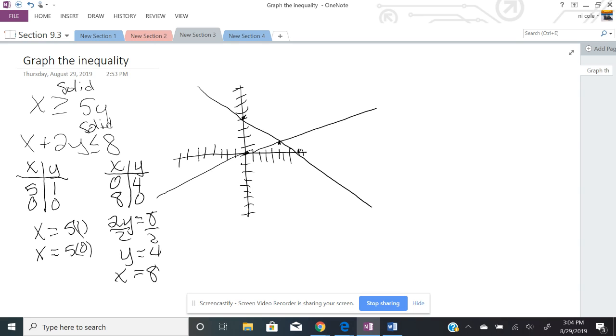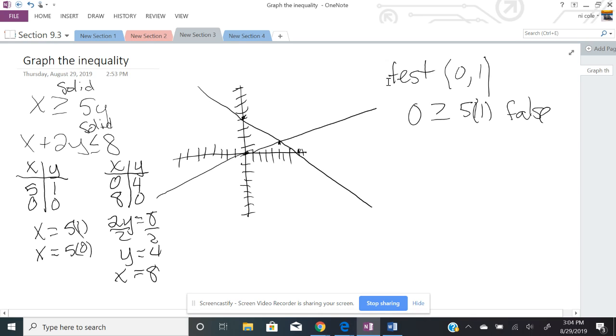Okay, now let's pick a point to test. I've always wanted to test 0, 0. But this particular line, this first line, it goes through the point 0, 0. So I cannot test 0, 0. I can, however, test the point, say, 0, 1. Okay, here's 0, 1 right up there. So let's put that in. So is 0 greater than or equal to 5 times 1? And that is false. All right, so here's my 0, 1. So there's my line, so that means I have to go to the other side of the line.